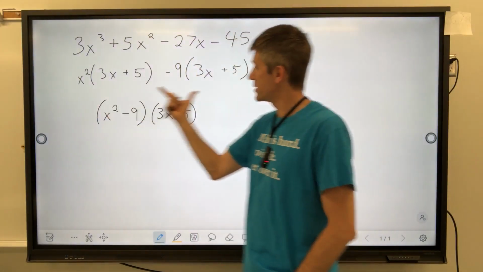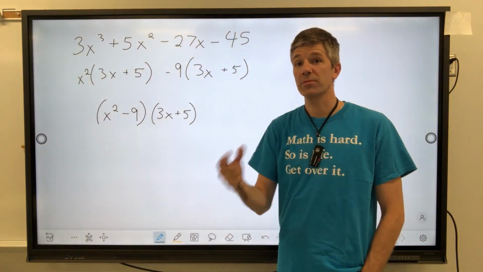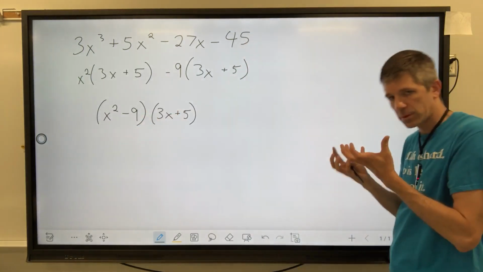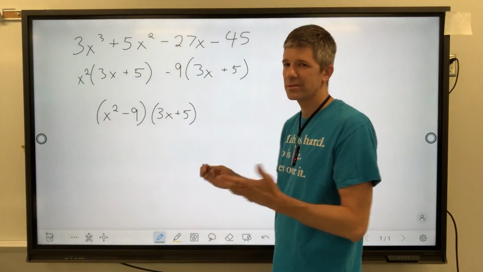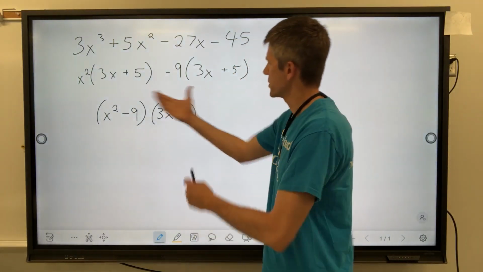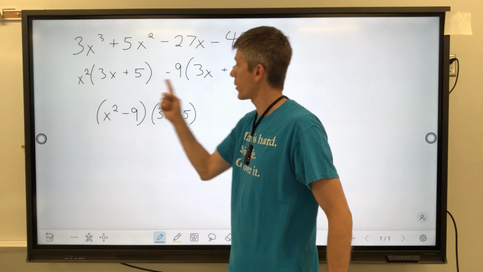But this expression and this expression both have a 3x plus 5 that can be factored out, and we did. And I factored it and pulled it on the right side, not on the left, which is the opposite of what I normally do, but it doesn't matter. 3x plus 5 factors out, and that leaves me with x squared minus 9.